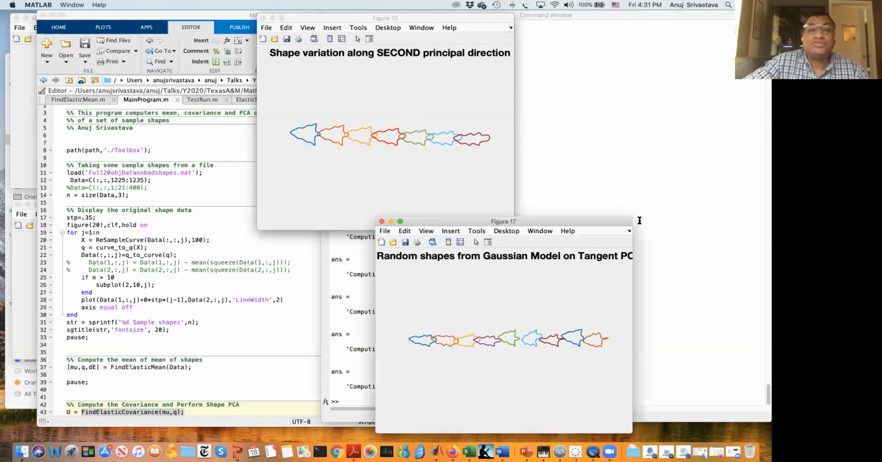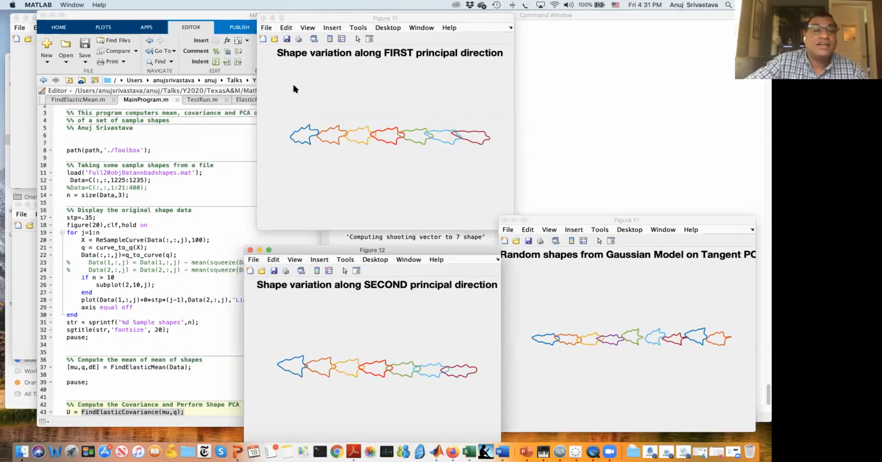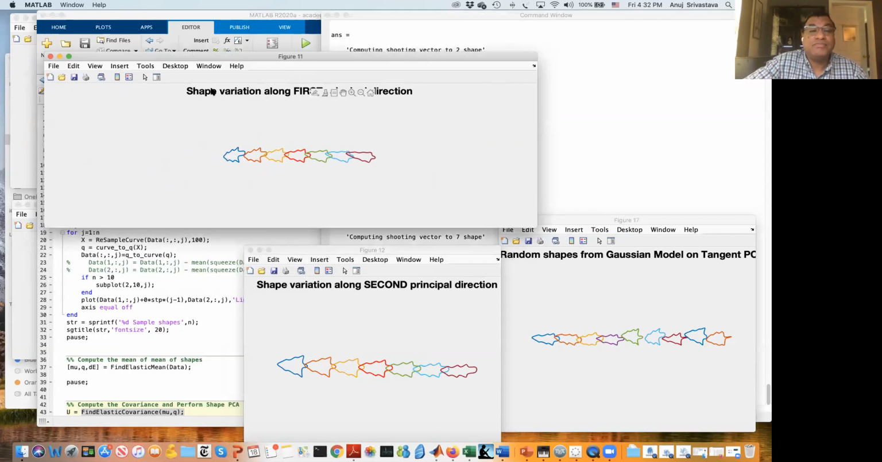There are a few things we are displaying here. I will have to sort of rescale these things. So this is a panel that shows the variation along the first principal direction. The shape in the middle is the mean. On the left is the negative side of the first principal direction. On the right is the positive side of the first principal direction.